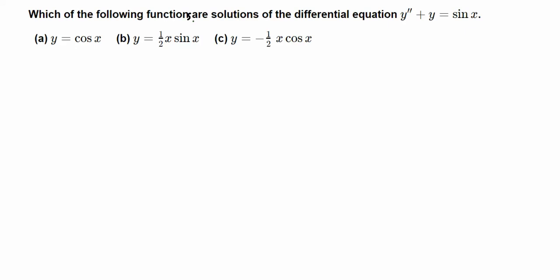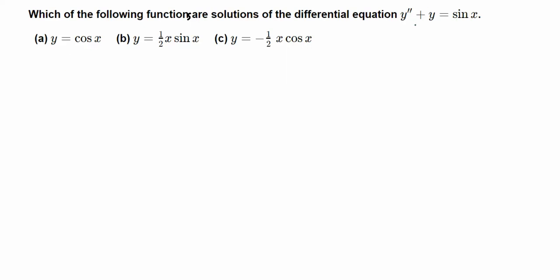Which of the following functions are solutions of the differential equation y double prime plus y equals sine x? In part A, y equals cosine x. So all we have to do here is plug y equals cosine x into the left hand side and get sine x. If we get sine x from the left hand side, then this is a solution.